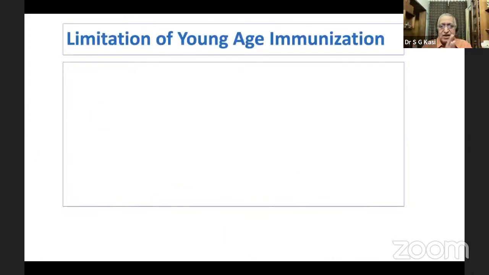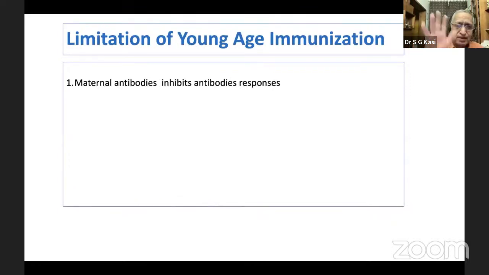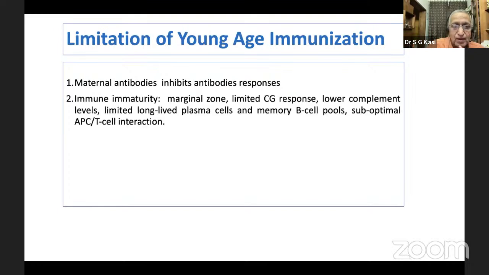Now we begin vaccination at a very young age. Are there any limitations? Yes, plenty of them. Maternal antibodies are going to inhibit the antibody responses. We all know that you can't give IPV very early, you can't give DPT very early. Whereas live vaccines, you cannot give it almost till the end of the first year. You can't give measles at 6 months or 3 months or 4 months. You can't give chickenpox below 12 months.